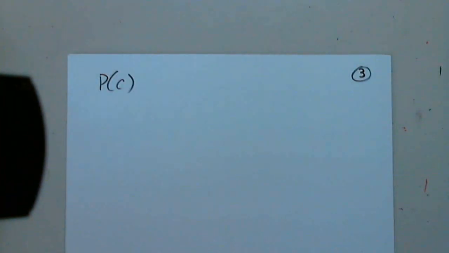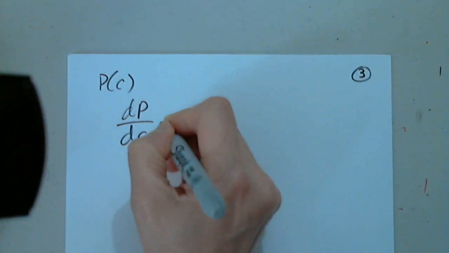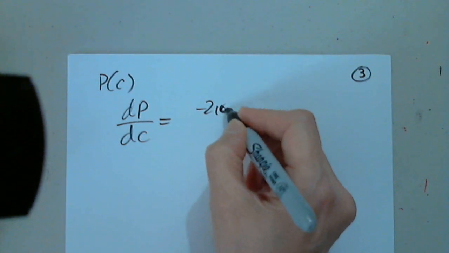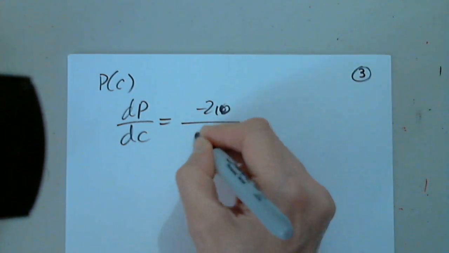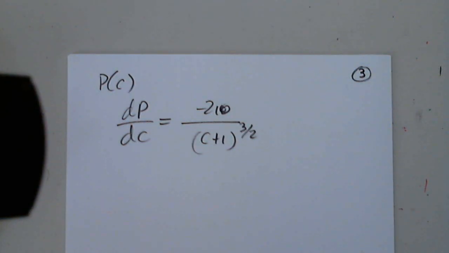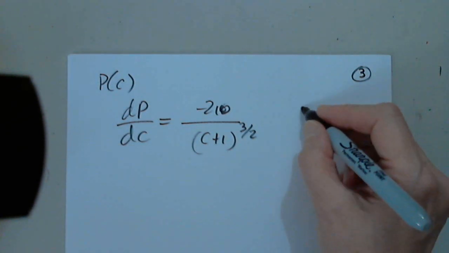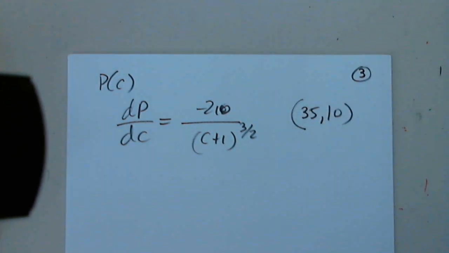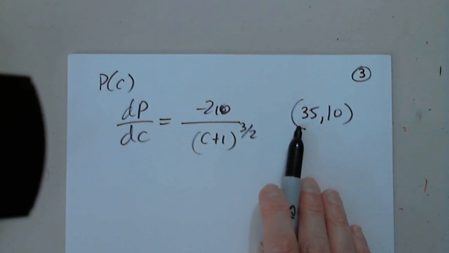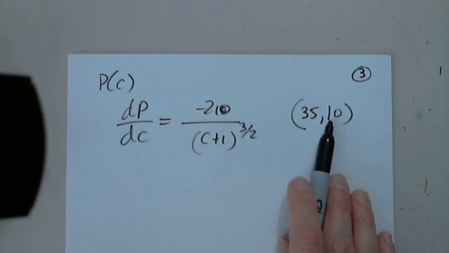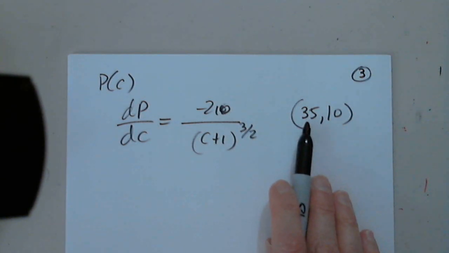Okay, so a firm's marginal profit, which means P prime, as a function of its total cost. Okay, so we have P of C, okay, is given by the equation below. So dP over dC equals negative 210 divided by C plus 1 to 3/2. Find the profit function P of C if P is $10 when C is 35. So the point is 35 comma 10. C is the independent variable, 35, and P is the dependent variable, 10. So I have the point when C is 35, P is 10.